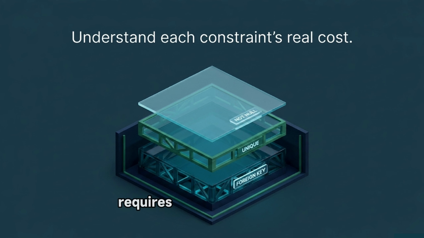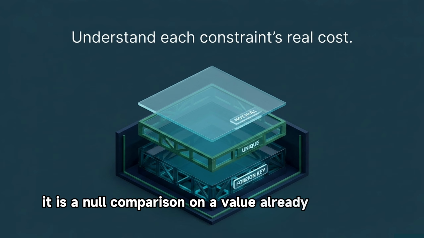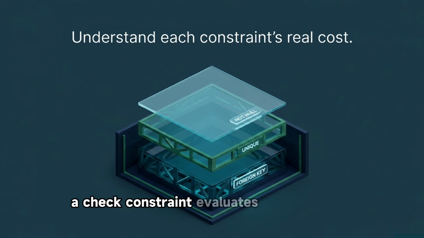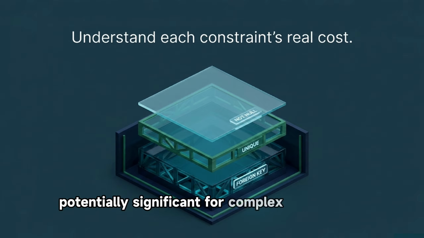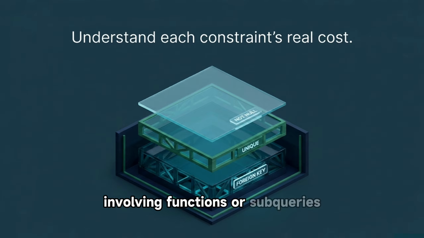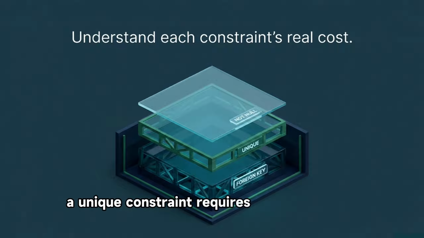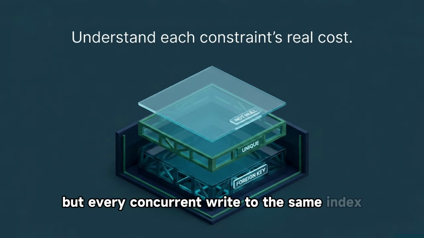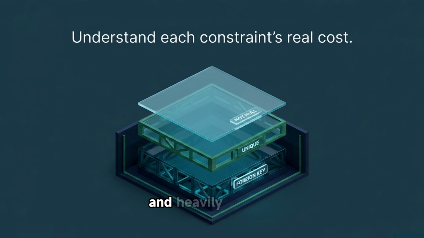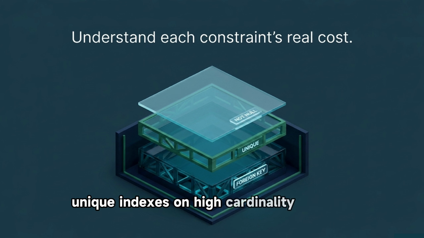Understanding why requires understanding what each constraint type actually does at the engine level. A NOT NULL check is essentially free. It is a null comparison on a value already in memory. A check constraint evaluates an expression, cheap for simple comparisons, potentially significant for complex expressions involving functions or subqueries. A unique constraint requires an index lookup, fast in isolation, but every concurrent write to the same index creates contention, and heavily written unique indexes on high cardinality columns can become serialization points under load.